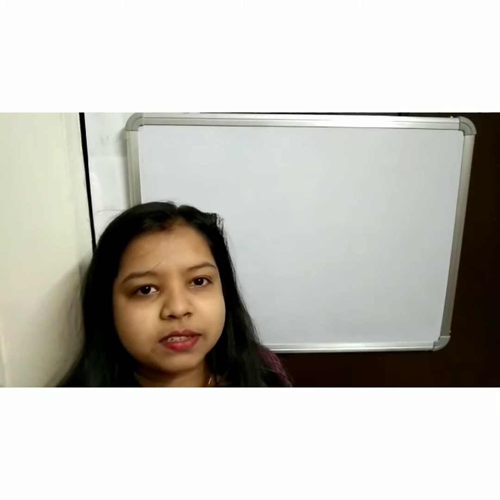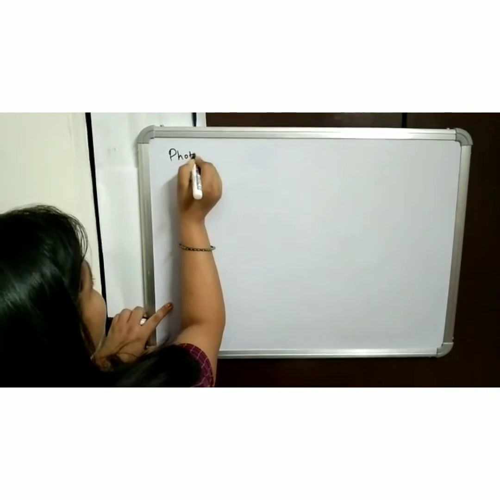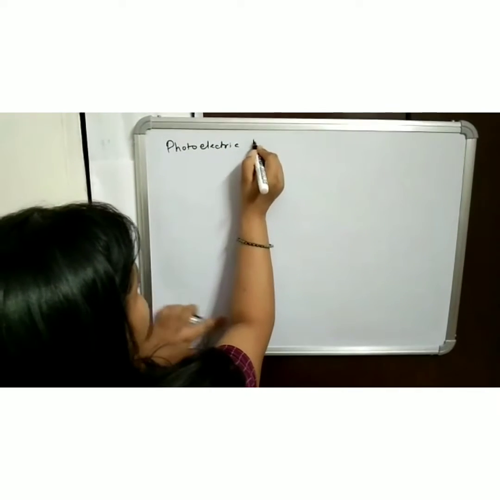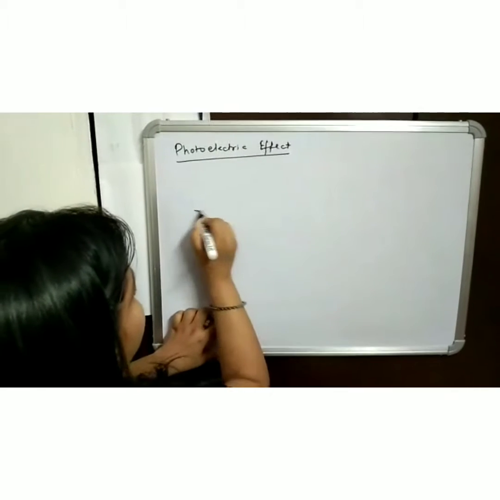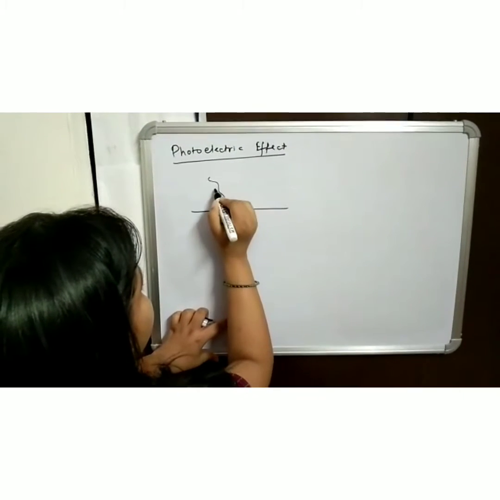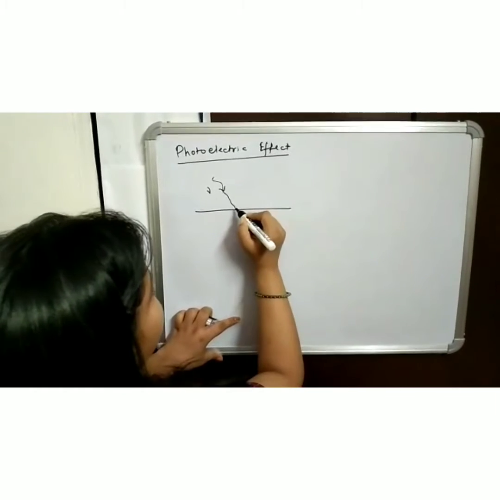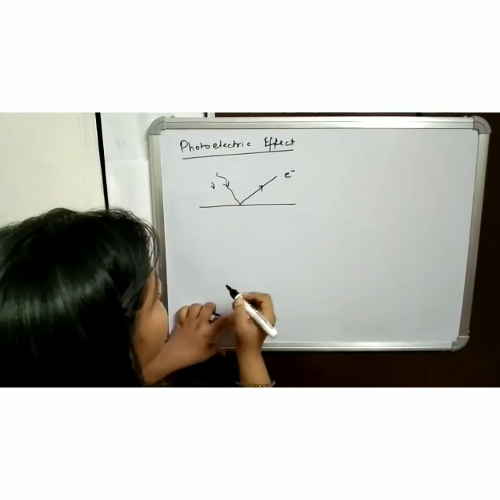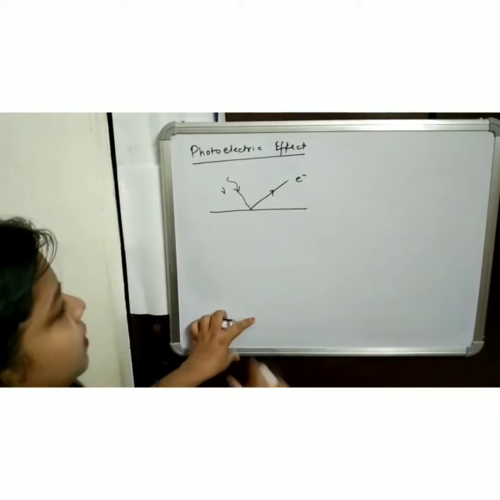Now we will discuss the photoelectric effect. When a photon of frequency mu is incident on a metal plate, it will emit some electrons. These are called photoelectrons. The emission of photoelectrons depends on a few things.